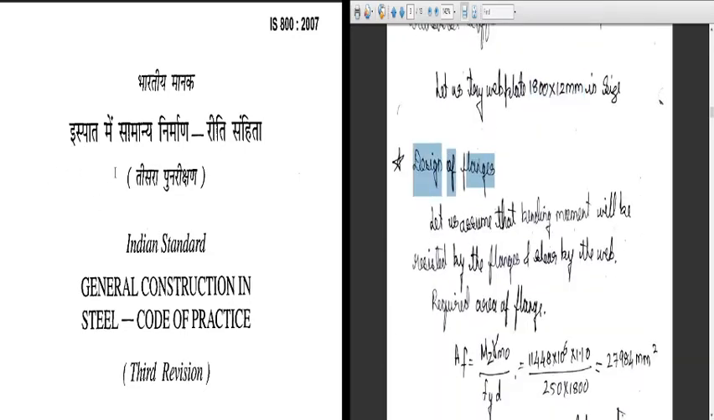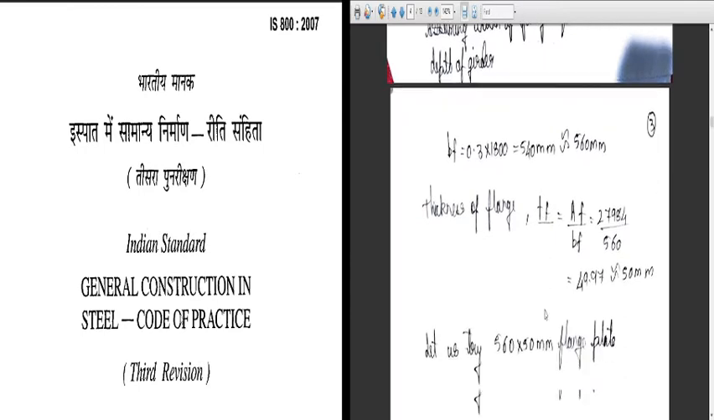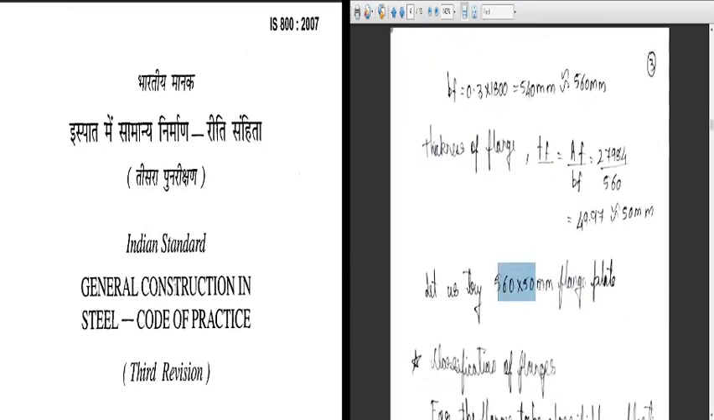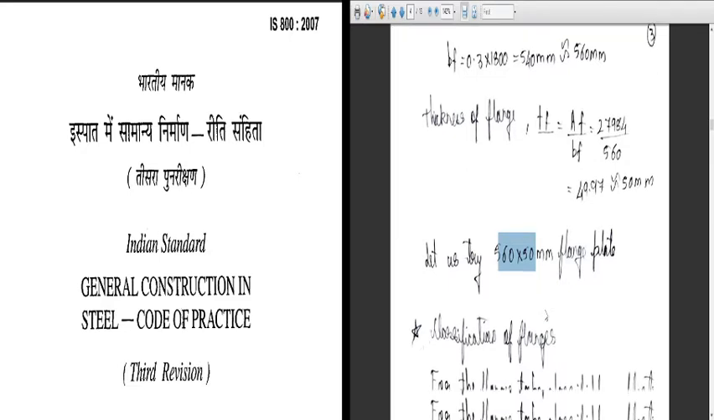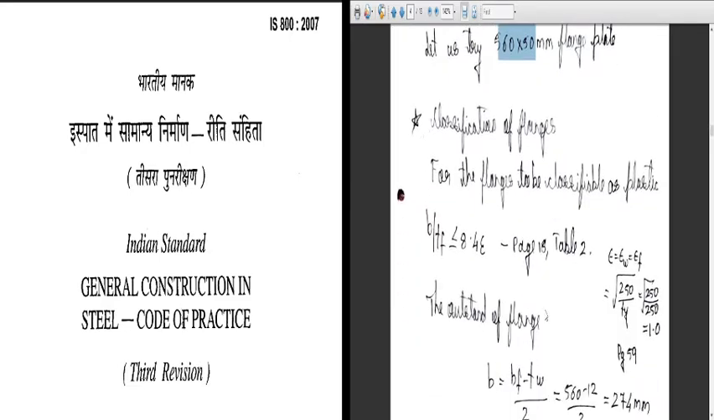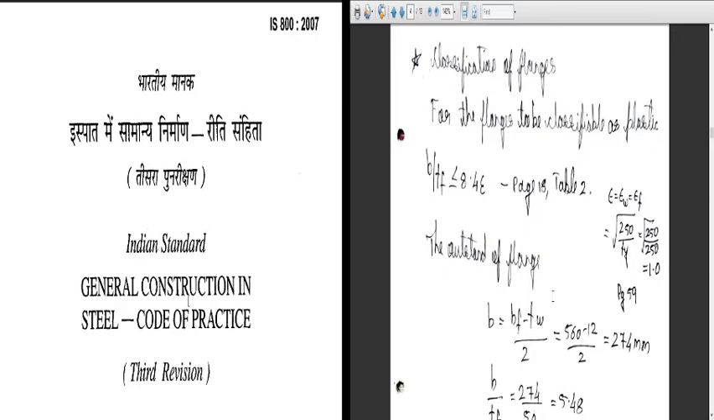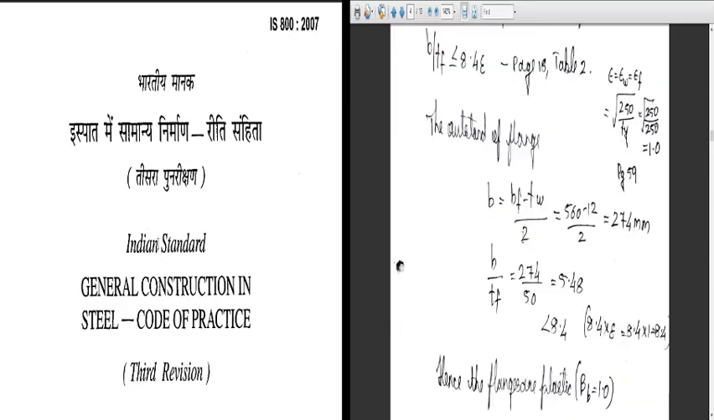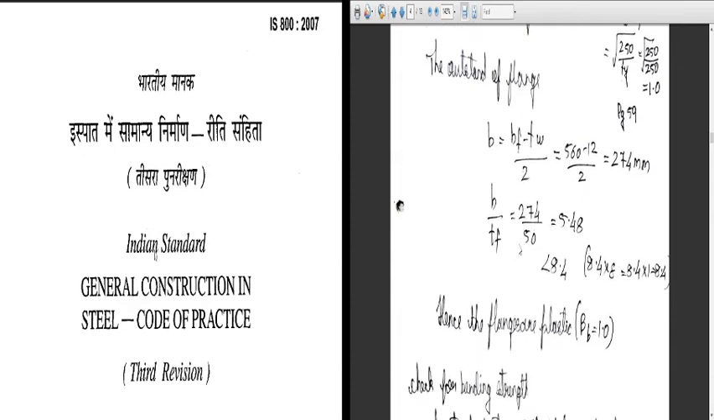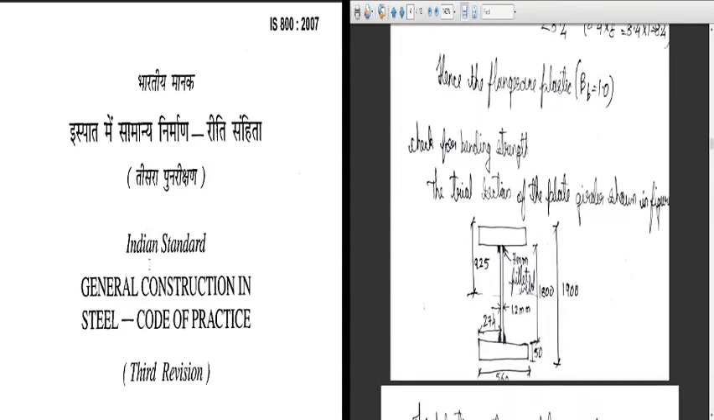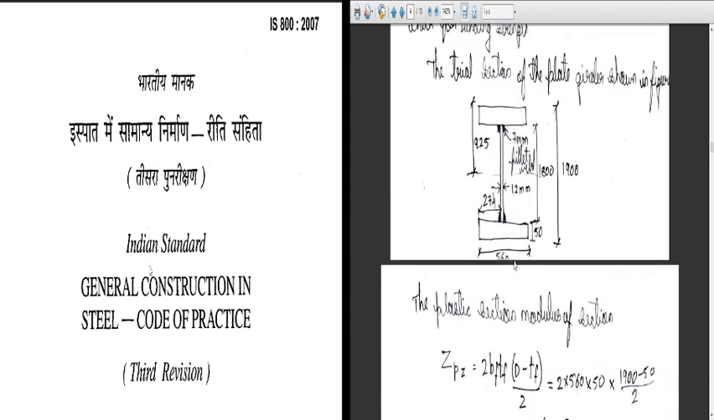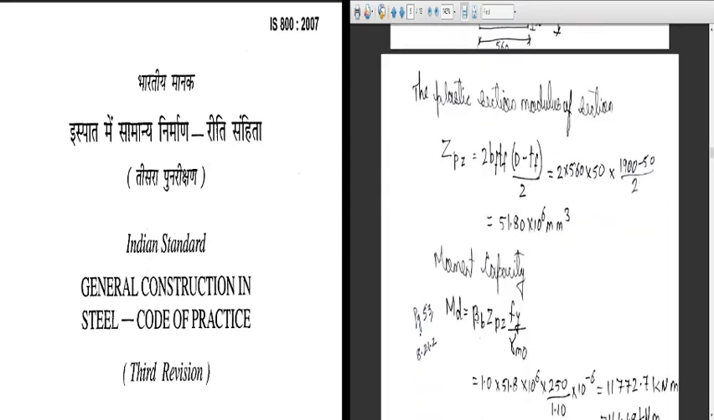Similarly, we did the design of flange and we computed the dimensions for it, and we are trying with 560 by 50 flange plate. Then we did the classification of section according to Table number 2. We computed the ratio b by tf, which was less than 8.4 epsilon, and hence the section was plastic. Also, we computed the bending strength. The bending strength formula is Md equal to beta b Zpz fy divided by gamma m0, where beta b became 1 as it is a plastic section.